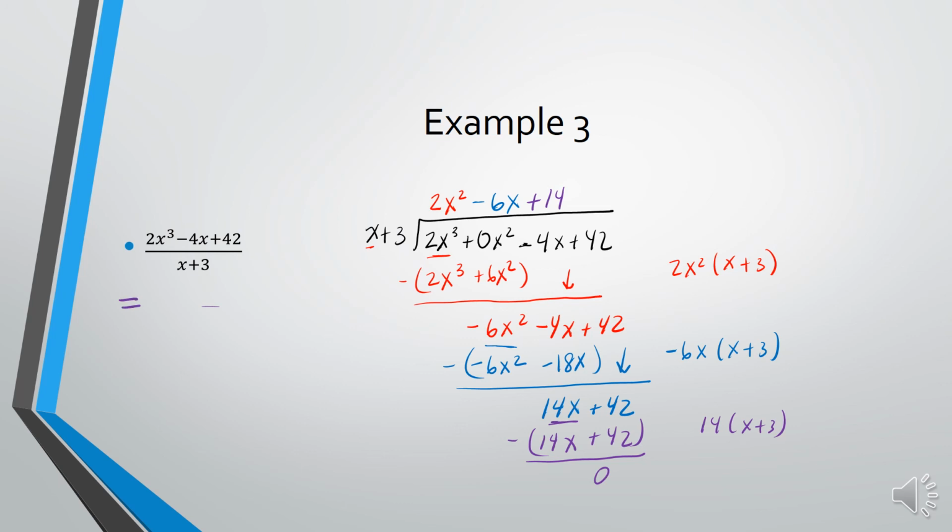So my final answer to this entire thing is 2x squared minus 6x plus 14, no remainder this time. It went into it evenly.